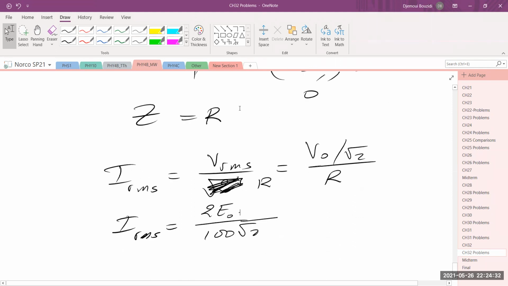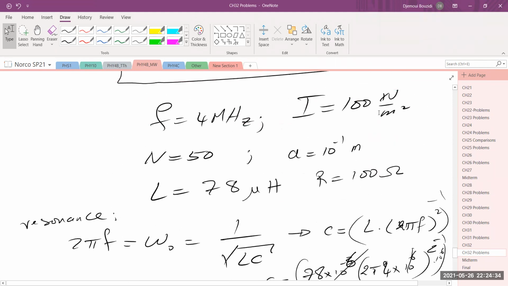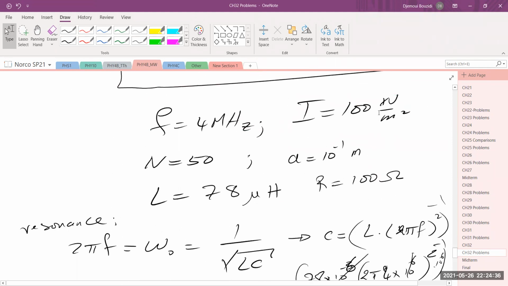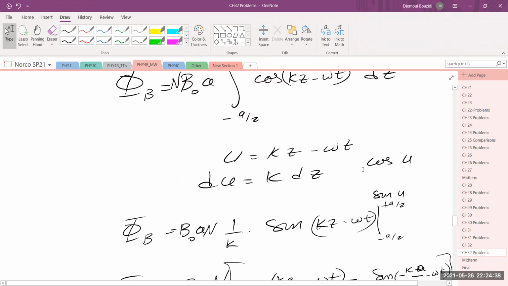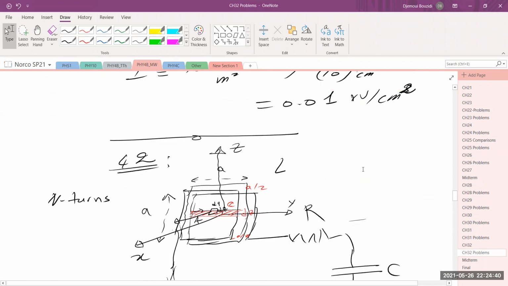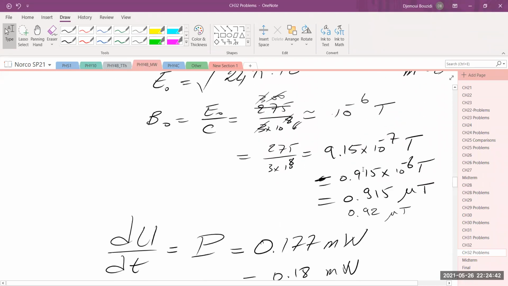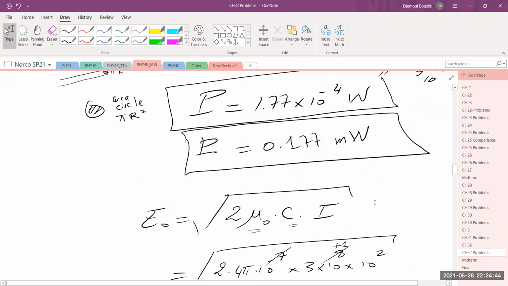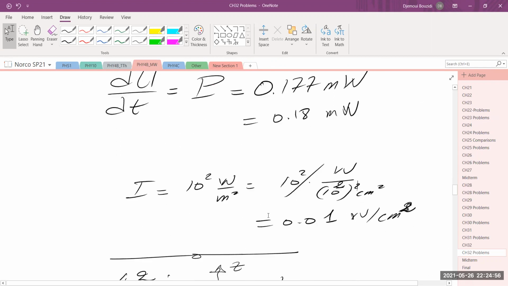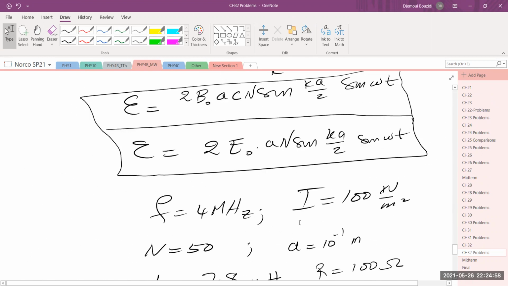I need to find E naught. Since I have the intensity of the wave, what is it? It's 100 watts per meter squared. And we already found a way on how to find from the intensity basically the strength of the electric field. Here is the expression. They gave me the intensity. This is the speed of light. It's not the capacitance. Please don't confuse your C's also. So this is the speed of light. This is mu naught, which is constant. So what I have to do now is find the electric field.